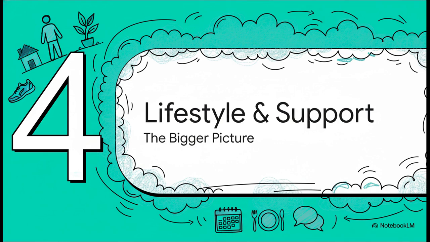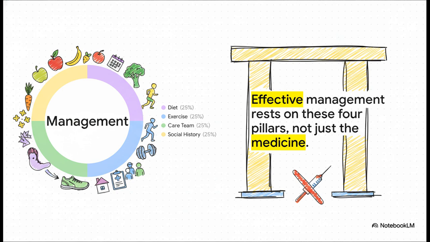But a patient is not just a collection of symptoms. Now we have to zoom out and understand the person who is living with the diabetes. Because here's the reality. You can have the best medicine in the world, but good diabetes management doesn't just come from a bottle. It's really built on 4 essential pillars: diet, exercise, their clinical care team, and their social history. And if one of those pillars is shaky, the whole thing can start to wobble.